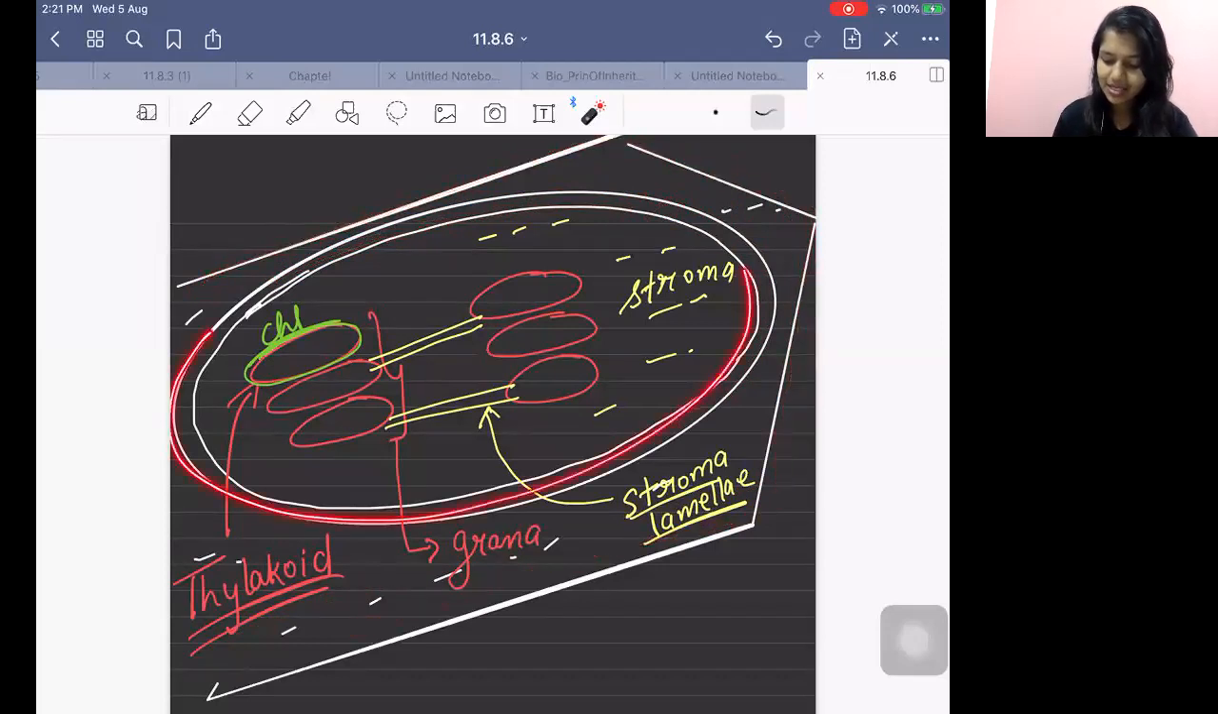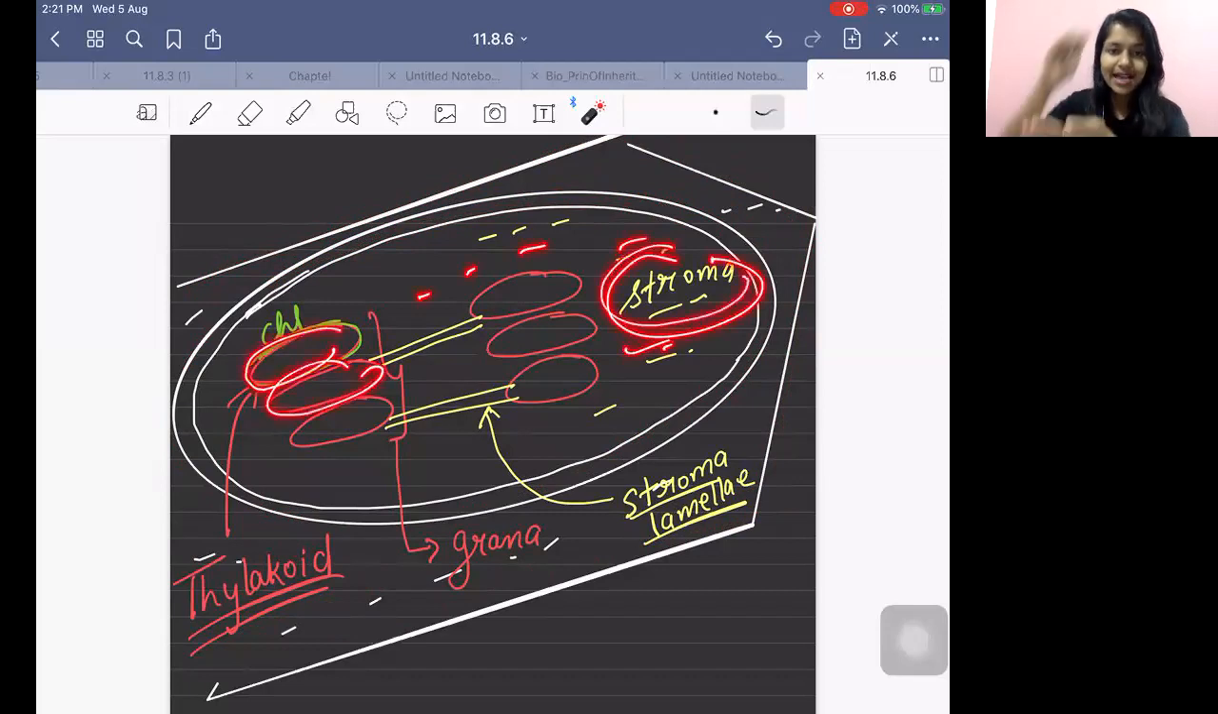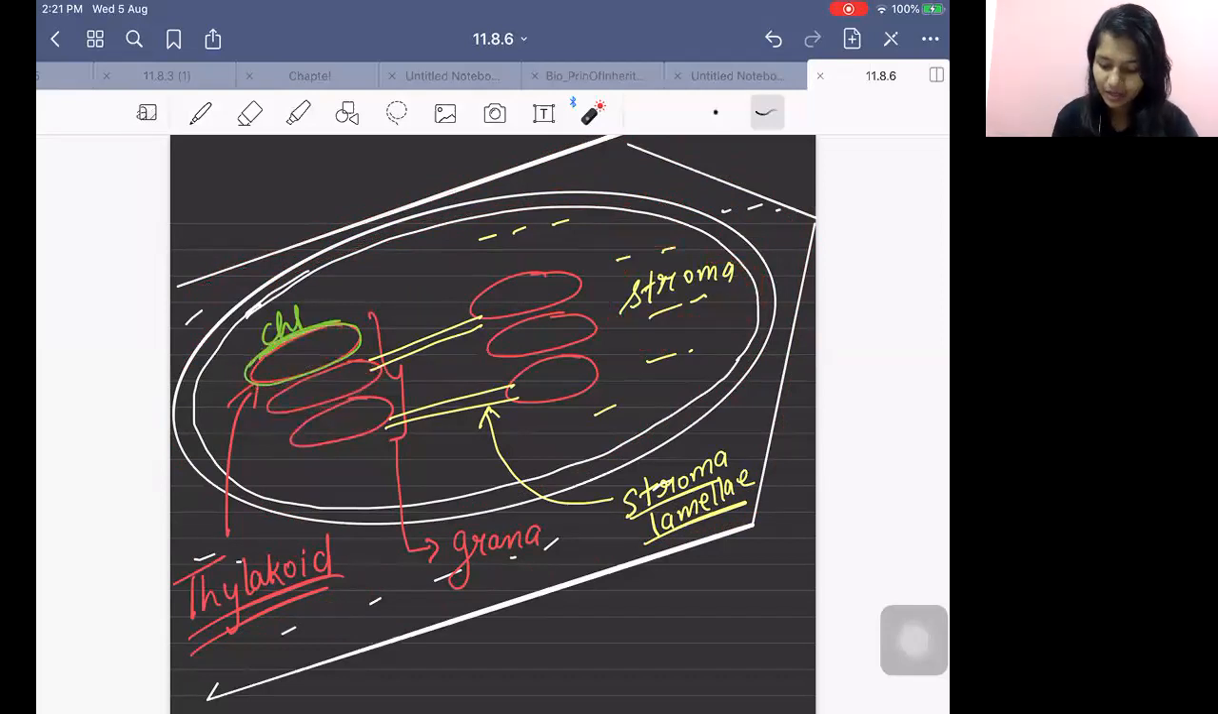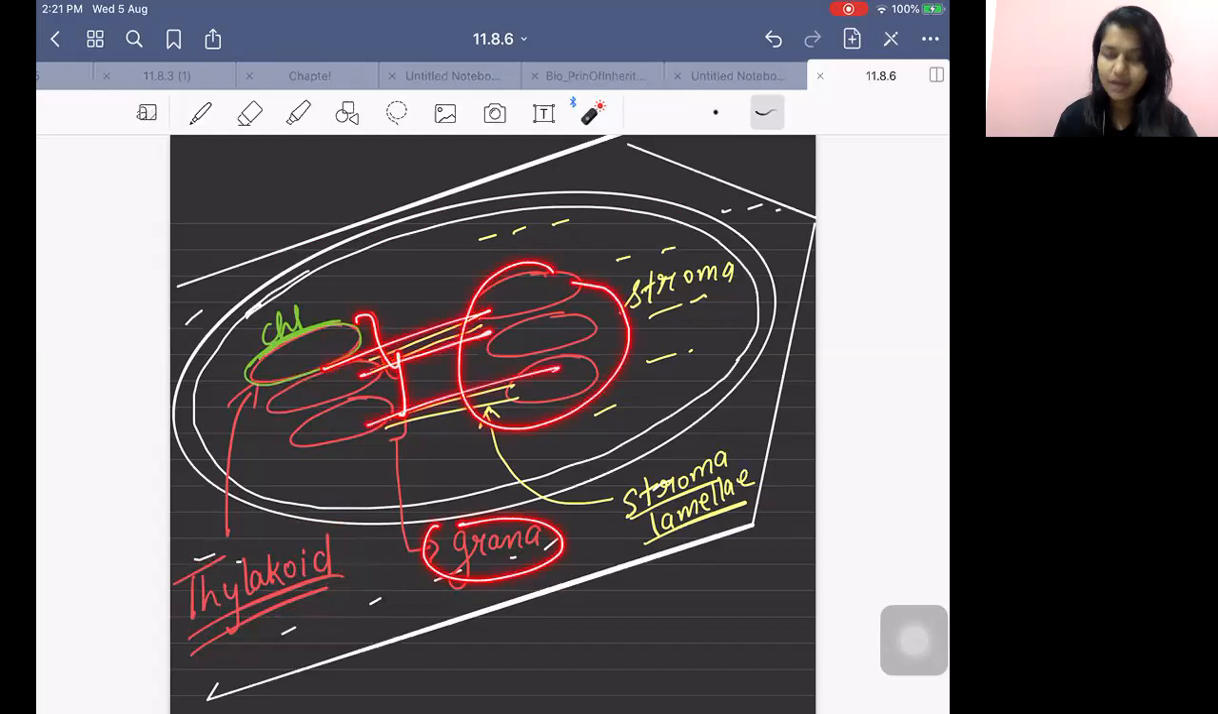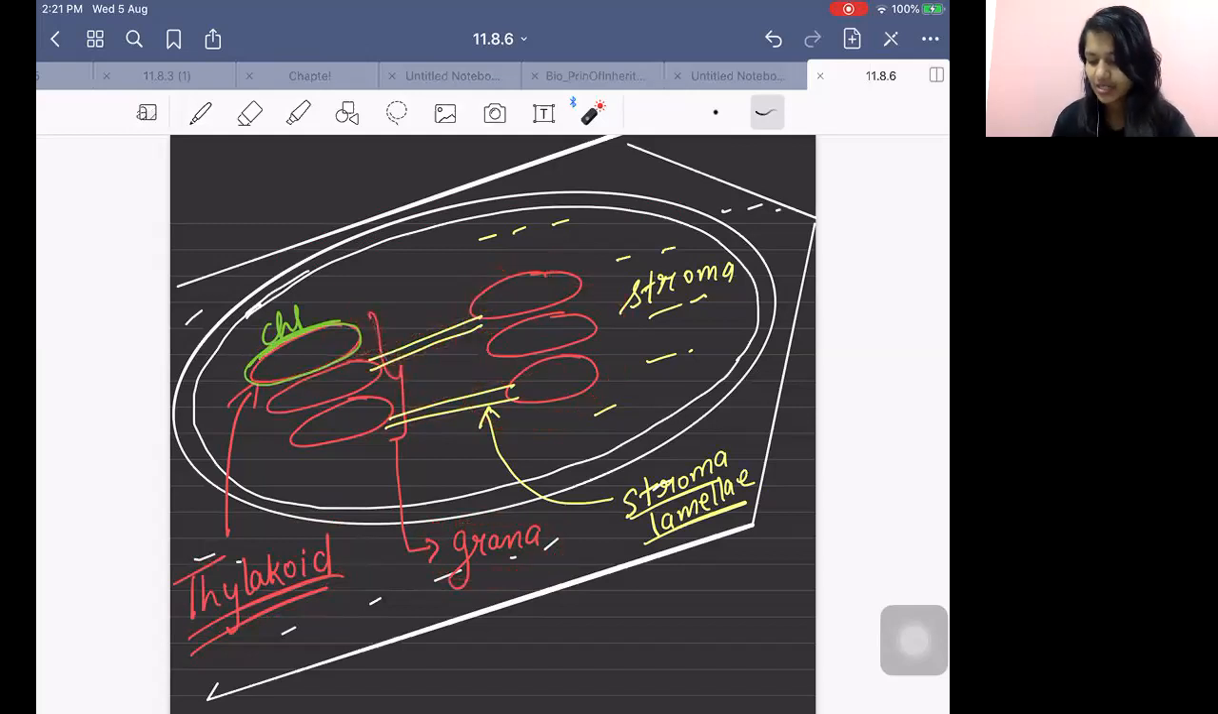Now see this cell organelle. Inside, the fluid part is called stroma. In the fluid part, you have stacks of coin-like structures where each coin is called a thylakoid and the stack together is called grana, and they are also connected. The structure which is connecting them is called stroma lamella. That is your chloroplast.